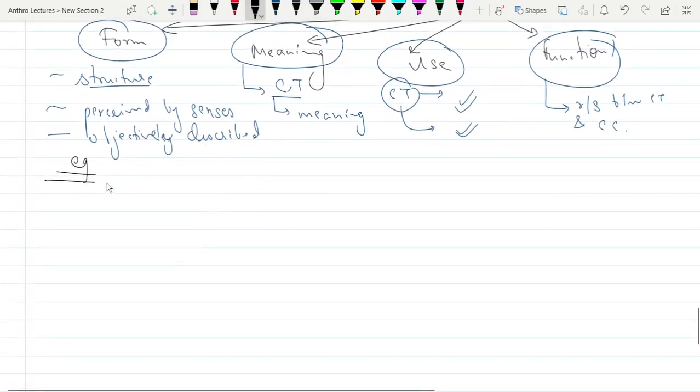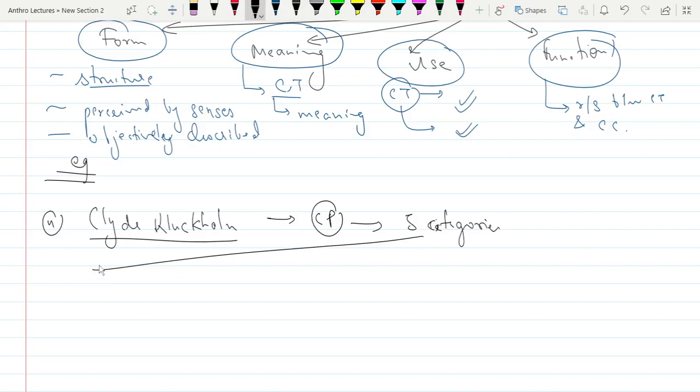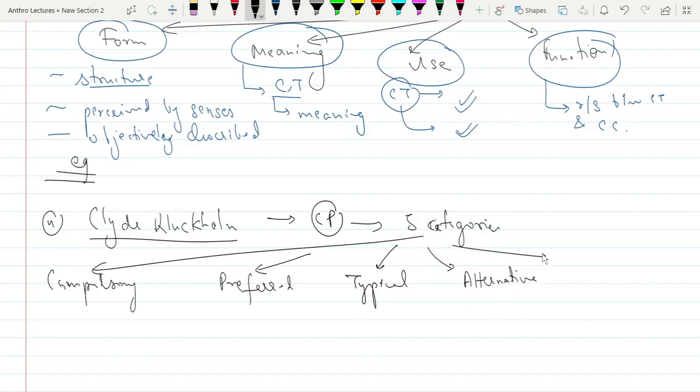The fourth point is of Clyde Kluckhohn. Clyde Kluckhohn defined culture patterns in five categories. The first category for him was compulsory. The second pattern was preferred. Third was typical. Fourth, alternative. And fifth, restricted.